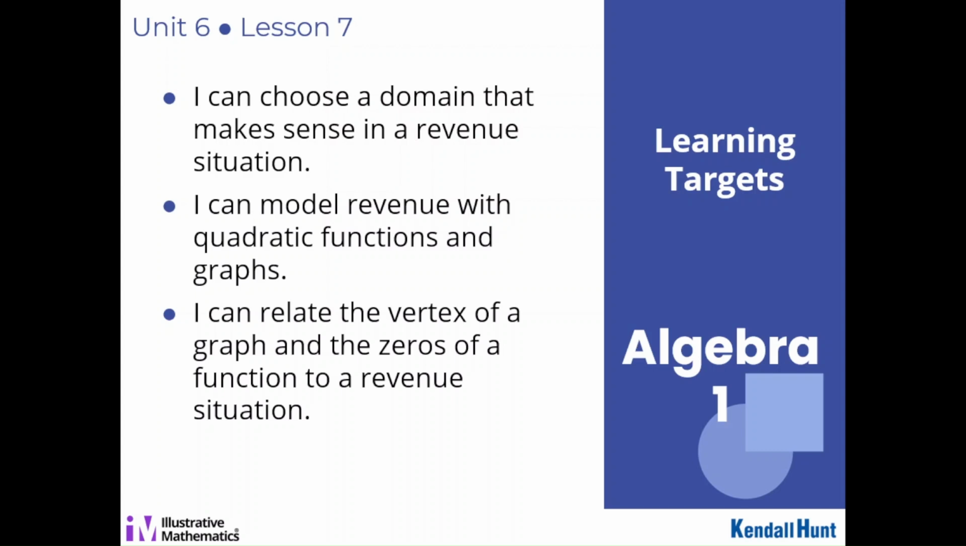And then the third learning target says that you can relate the vertex of a graph and the zeros of a function to a revenue situation. And that's what I've been describing here in the last two, is that your vertex is that optimal price point for selling where you will get the maximum revenue.